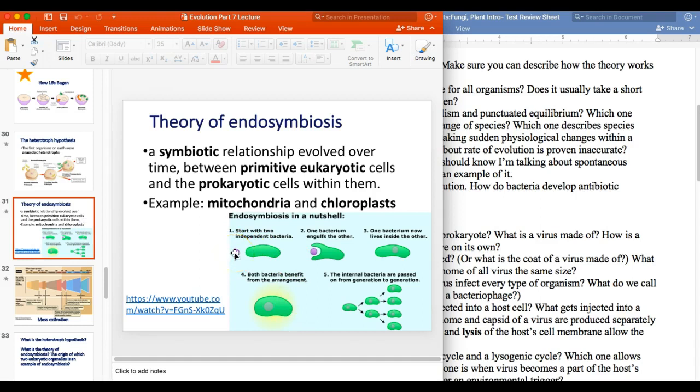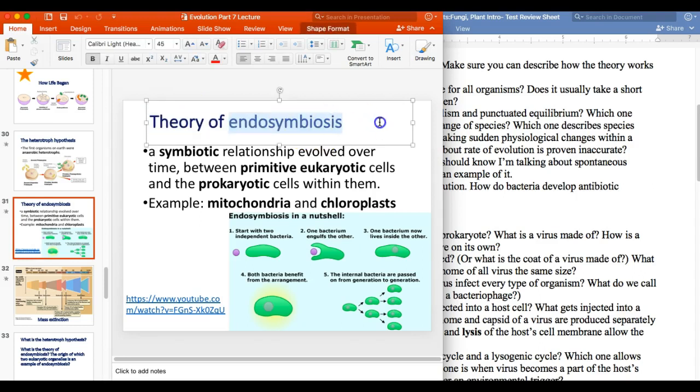Those pre-mitochondria and pre-chloroplast organisms were actually prokaryotic cells, and this primitive eukaryotic cell engulfed the prokaryote, and then eventually this prokaryote became a part of the early eukaryotic cell. Both the prokaryote and the eukaryote benefit from this arrangement, and eventually this prokaryotic cell, the previous form of mitochondria or chloroplast, became a mitochondrion or chloroplast and is no longer a bacteria. So we call this the theory of endosymbiosis.